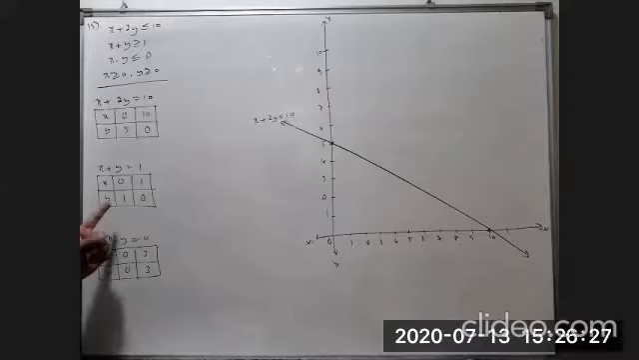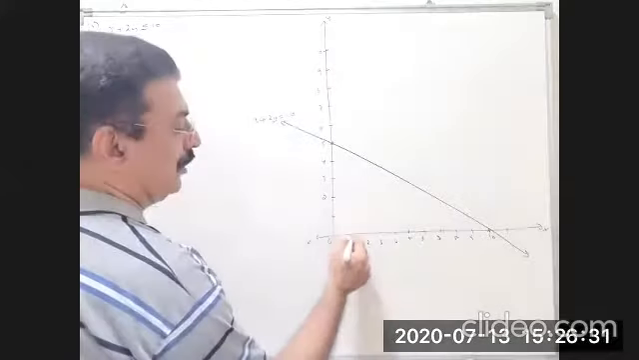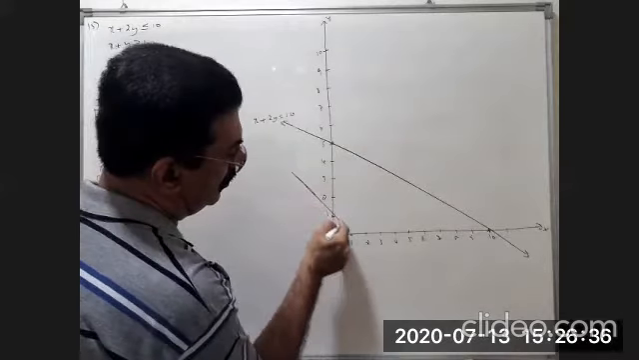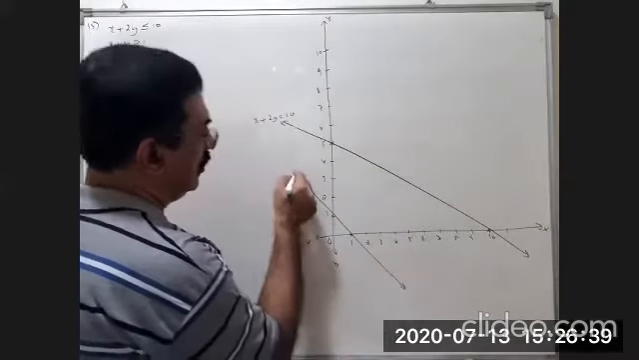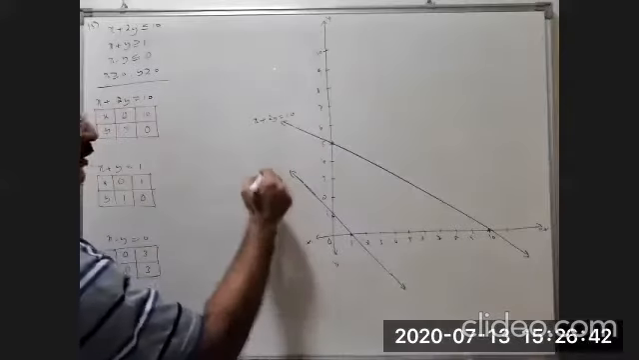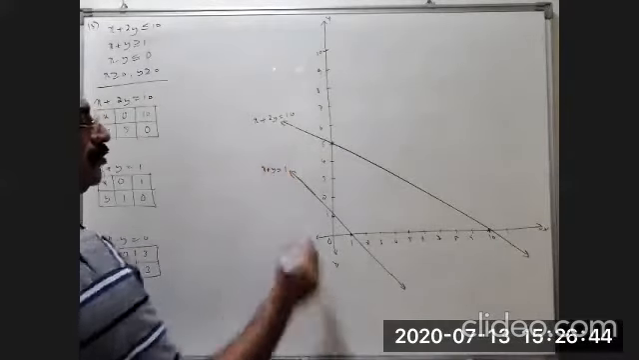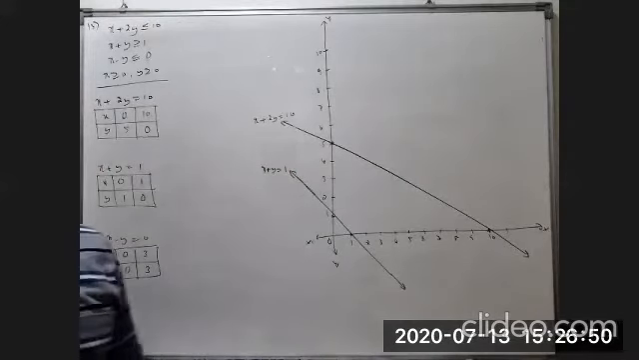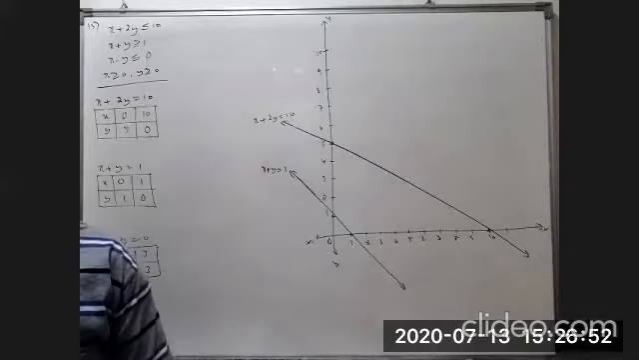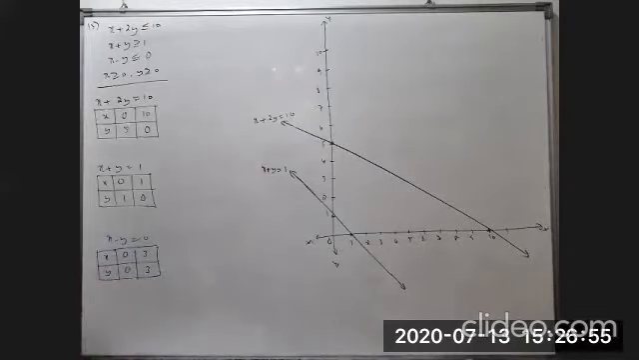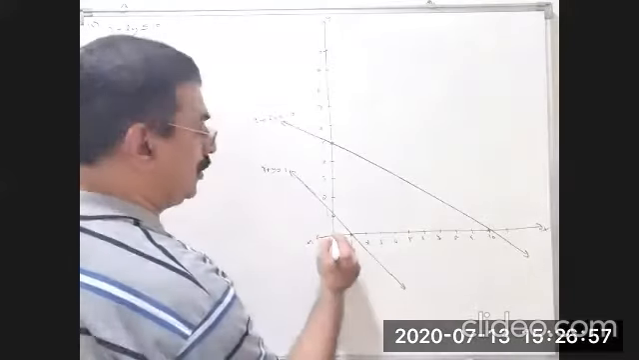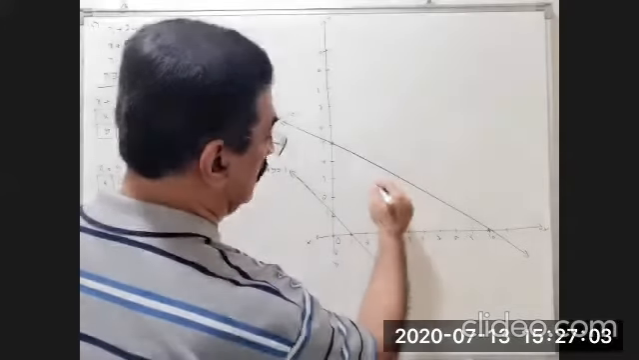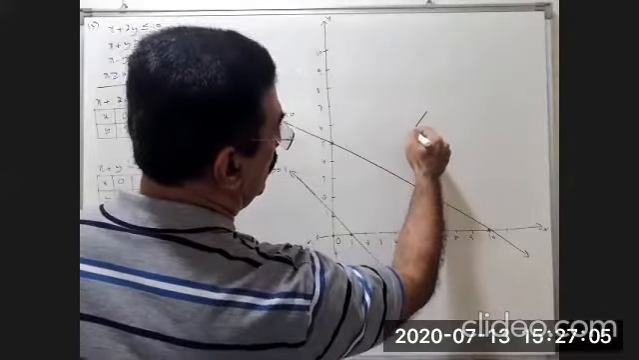Next one. One line passing through... this is x plus y is equal to 1. Next one: 0, 0 and 3, 3. It is passing through the origin. 3, 3, it is passing through the origin.